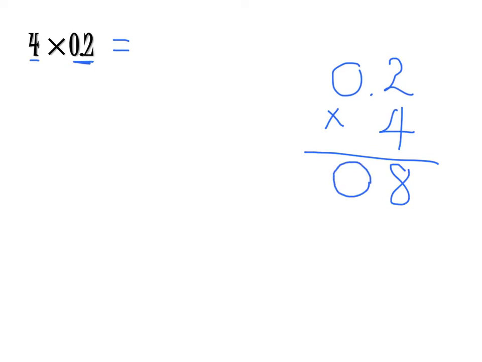Now please take note, because I have only one decimal place here, my decimal point will also be 1 decimal place. So this is 0.8. Okay? So you multiply decimals just like you would multiply whole numbers. Just take note of how many decimal places there are. So it must match. 1 decimal place here, my answer can only have 1 decimal place.